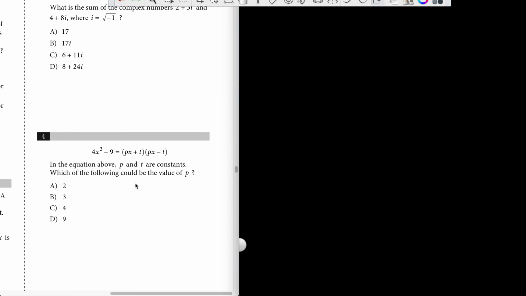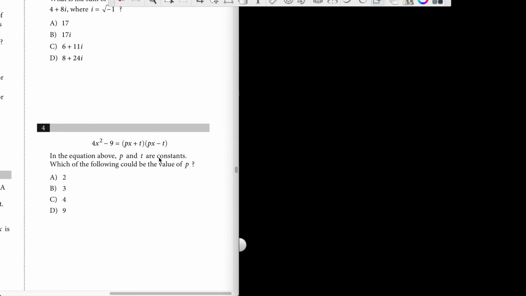Number 4. We have 4x squared minus 9 is equal to quantity px plus t times quantity px minus t. In the equation above, p and t are constants. Which of the following could be the value of p? So they say that p and t are constants, so they're just some numbers, right? Which of the following could be the value of p.